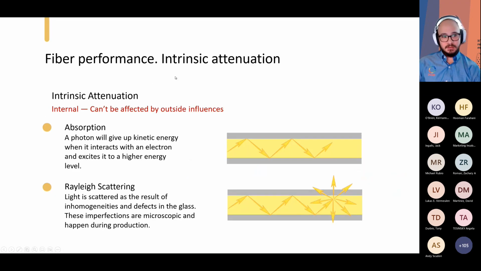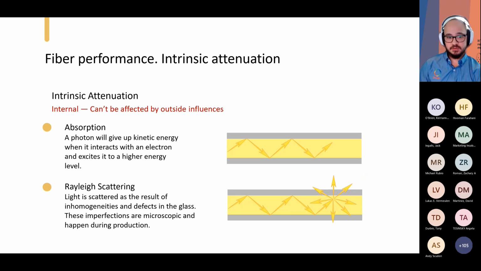So intrinsic attenuation, think internal. It isn't affected by outside influences. It's like its name, it's intrinsic to the fiber. And so the two forms of intrinsic attenuation are, first, absorption. That's when a photon will give up its energy and excite an electron to a higher level. It's like a transference of energy.